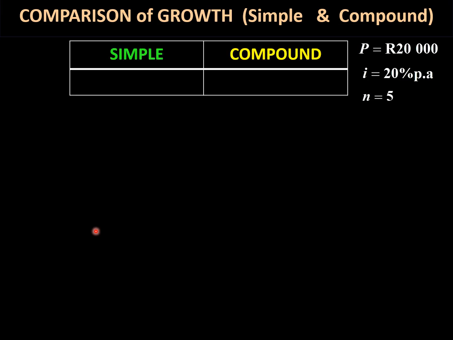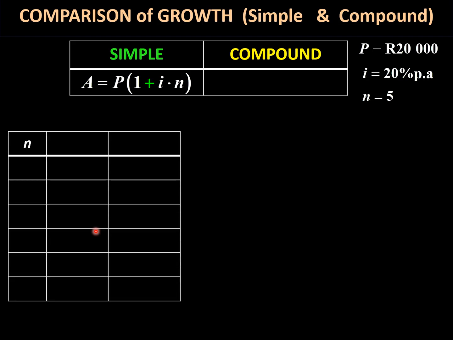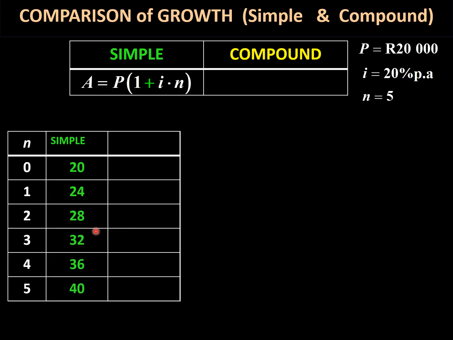For simple interest, we know this is the formula: A equals P(1 plus i times n), where A is your final amount, P is your initial amount, i is your interest rate, and n is the number of years. So let's see now. Over 5 years, initially we start off with 20, then it grows to 24, then 28, and 32, and 36, and 40. That is now using that formula.